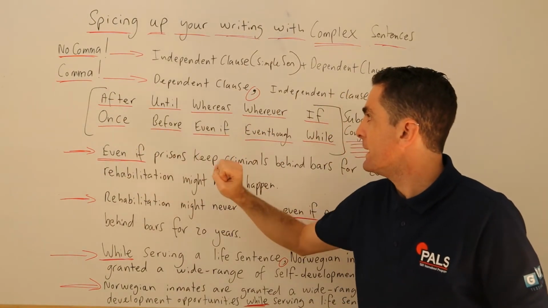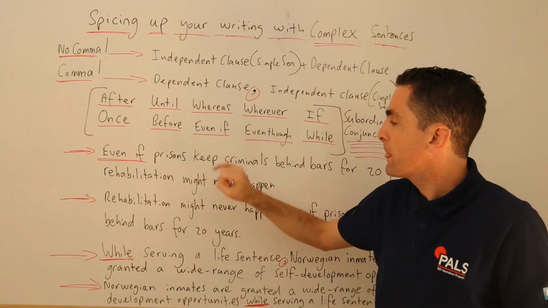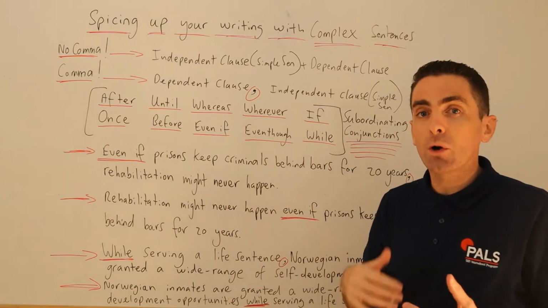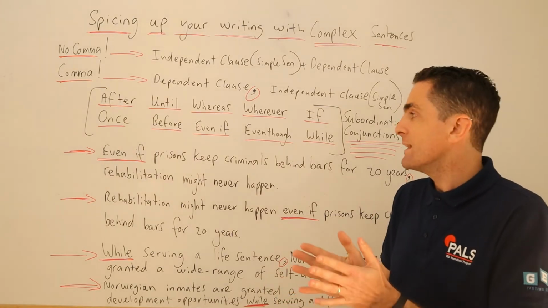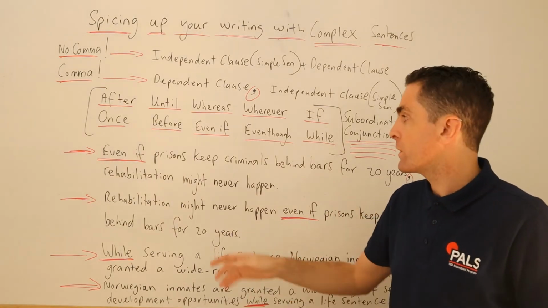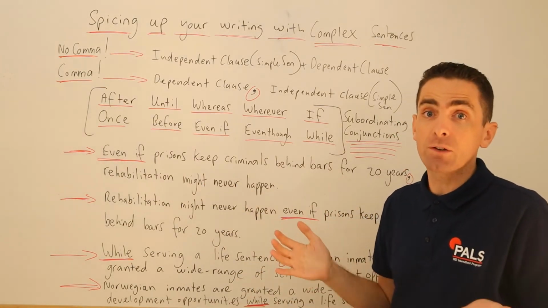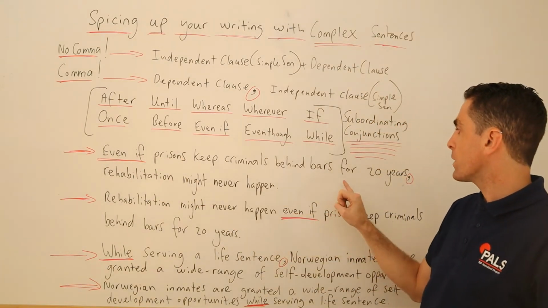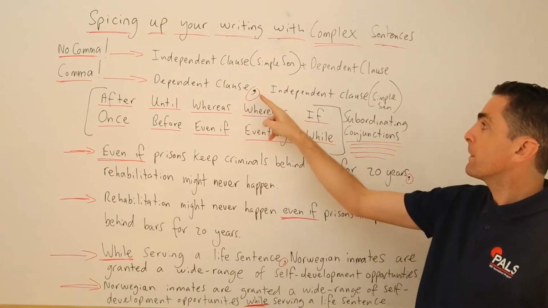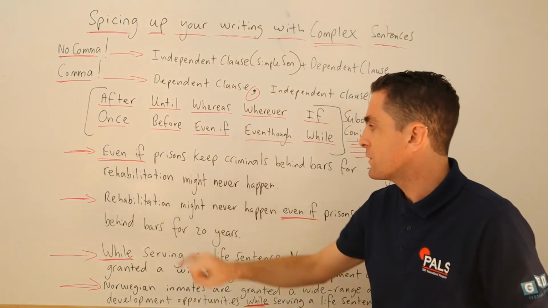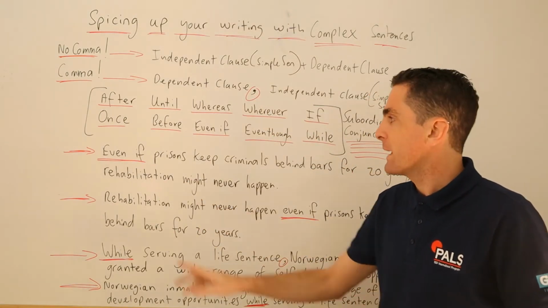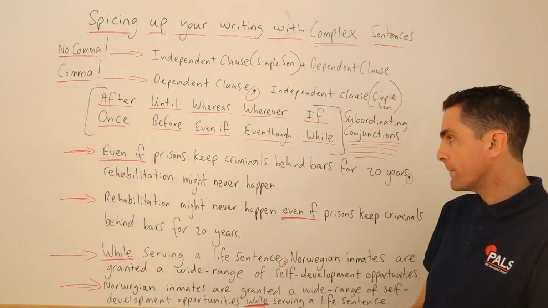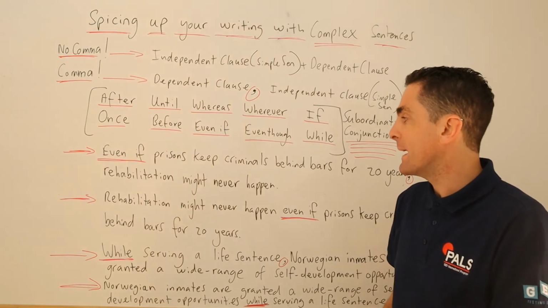We're using "even if." Let's have a look. I changed the topic here, from the last videos which were all about globalization. This one I thought I'd mix it up a little bit for you and talk about prisons and rehabilitation, okay? Even if prisons keep criminals behind bars for 20 years, comma, rehabilitation might never happen.